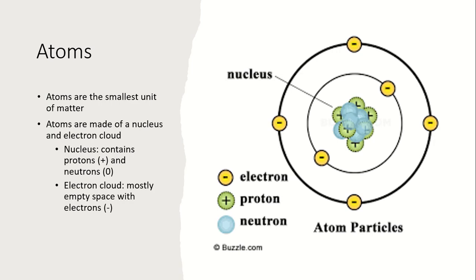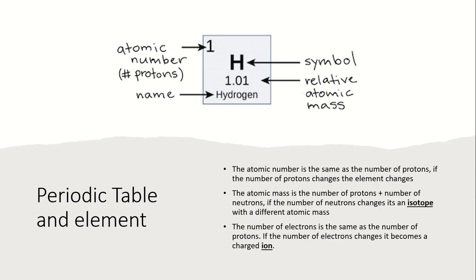Atoms. Atoms are the smallest unit of matter. Atoms are made of a nucleus and electron cloud. The nucleus contains protons and neutrons. Most of the mass of an atom comes from the nucleus. The electron cloud is mostly empty space with negatively charged electrons. Protons are positive and neutrons have zero charge. Remember, most of the mass of an atom comes from that nucleus.